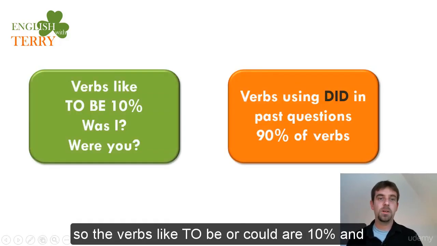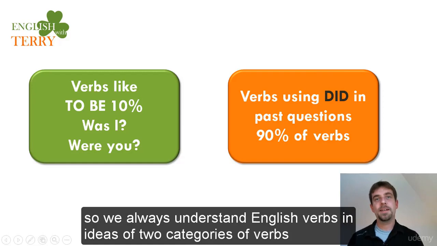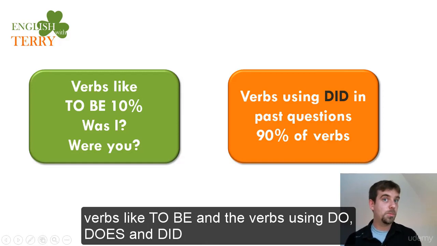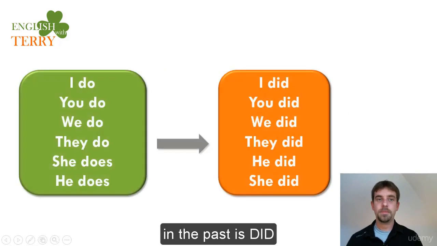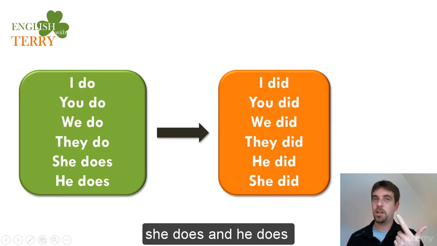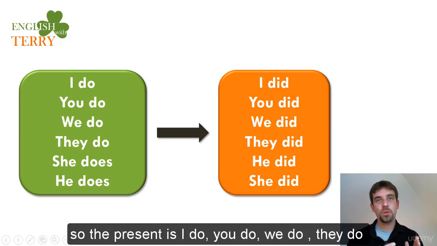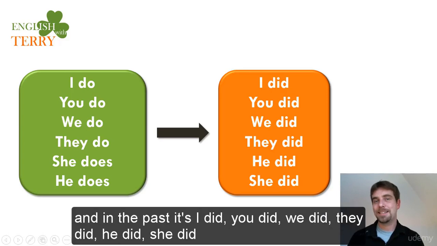So the verbs like to be or could are 10%, and the verbs using did in past questions are 90% of verbs. So we always understand English verbs in two categories: verbs like to be, and the verbs using do, does, and did. In the past it is did. With the present tense it is I do, you do, we do, they do, she does, and he does. And the past is I did, you did, we did, they did, he did, she did. All the same word.